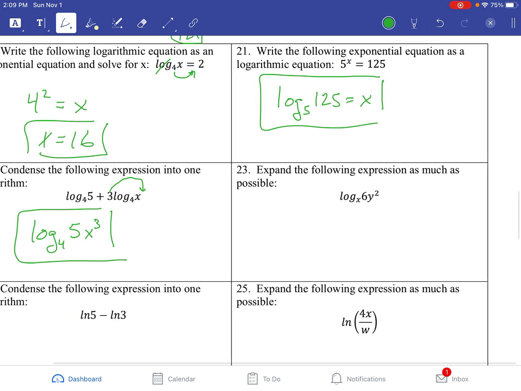Here we want to expand. So you have log base x. We're going to have two separate terms. We have 6 and y squared. So we're going to have log base x of 6. And then because they're being multiplied, 6 and y squared, you're going to add log base x of, actually, I lied. That 2 is going to become a coefficient. So it's 2 log base x of y.